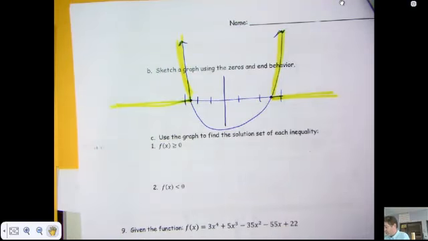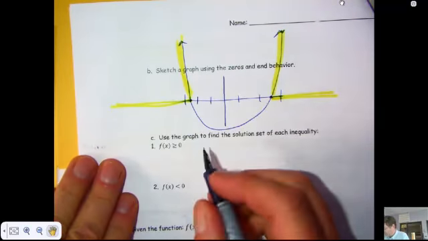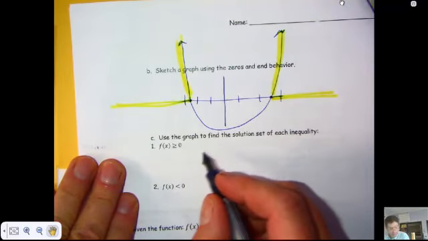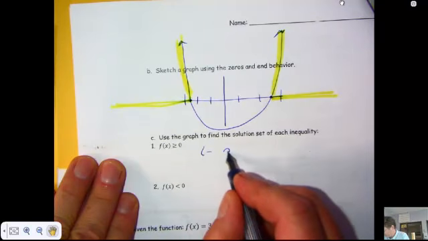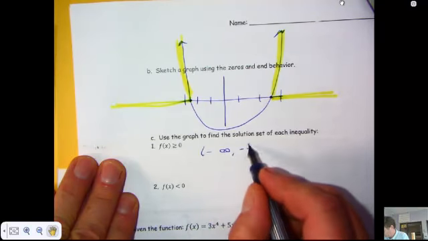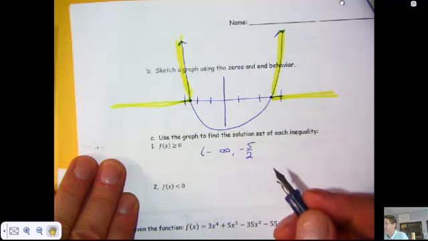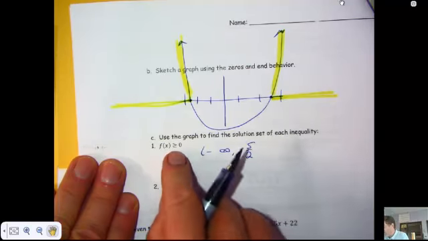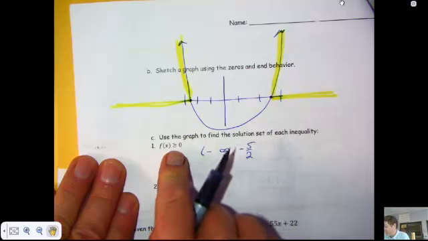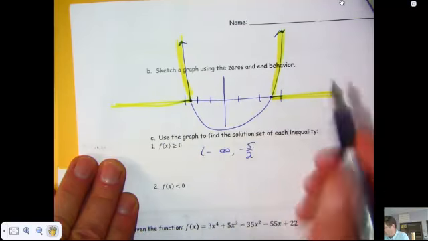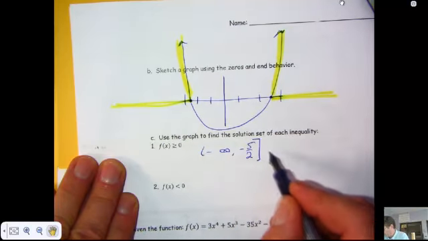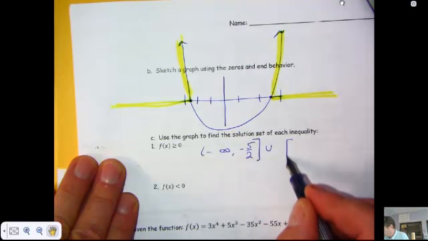So it's going to be, use interval notation, -infinity to -5/2, something like that. Open or closed? Closed, because of this equal sign, right? Which means the point on the graph is a solution. And then closed again.